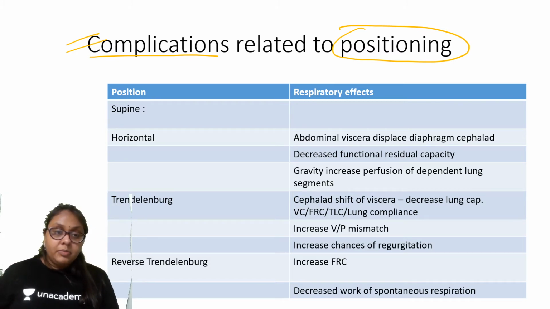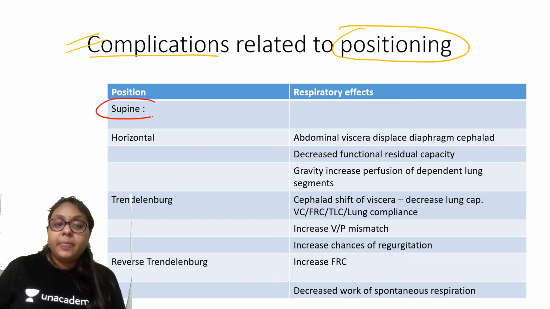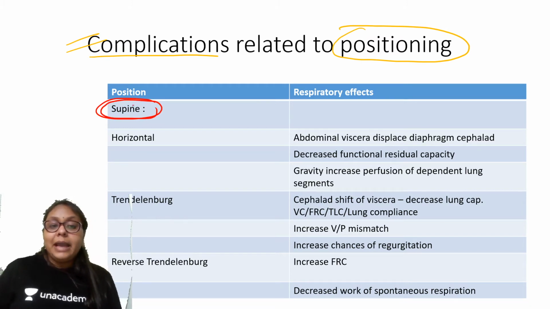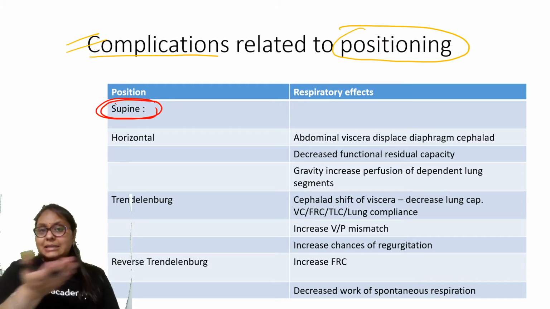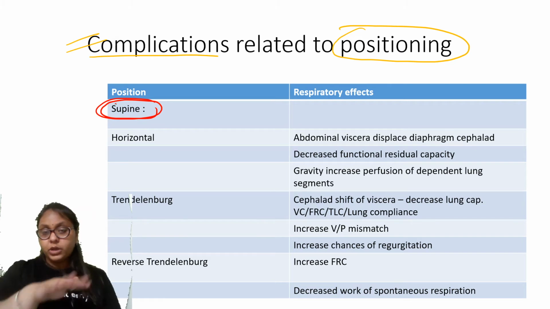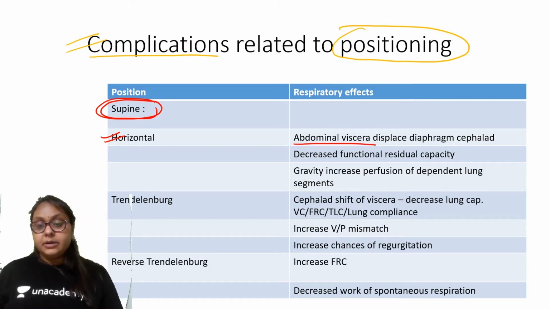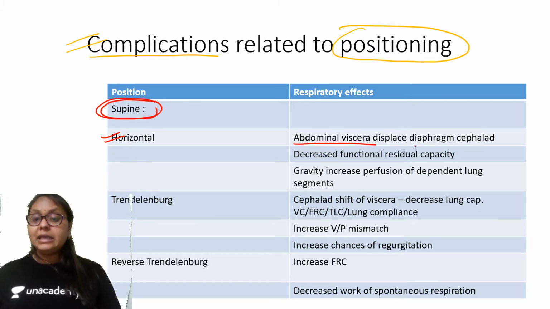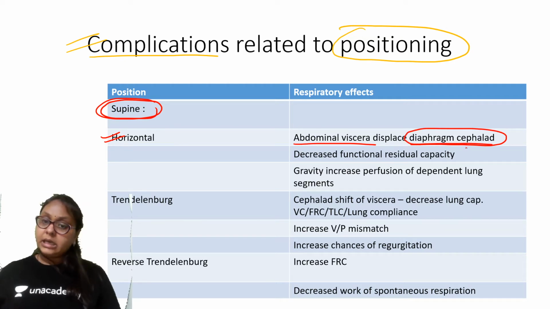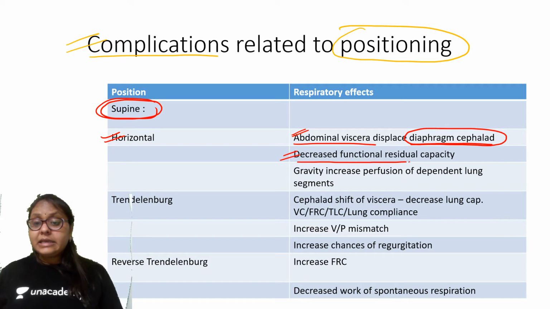So what are the complications in the supine position, when the patient is lying horizontal? In the simple supine horizontal position, the abdominal viscera displaces the diaphragm cephalad, and after anesthesia, there is decreased FRC.